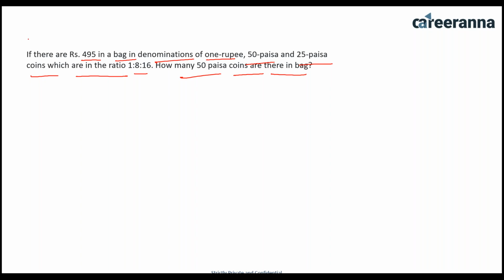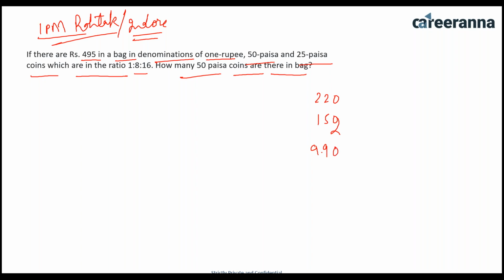Those who are preparing for IPM can expect this question in the IPM Rohtak exam, and if the paper is easy. Yes, it may come in CAT. Yeah. 220, 152, very good. 990. Let me see all the options. Yes, but in TISSNET it may come, but if the paper is difficult.